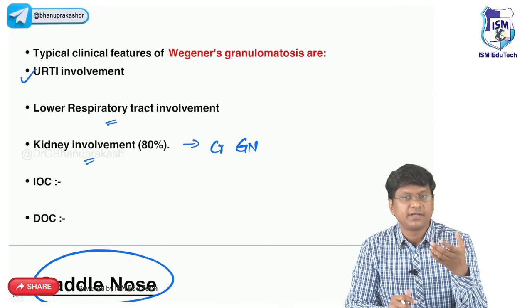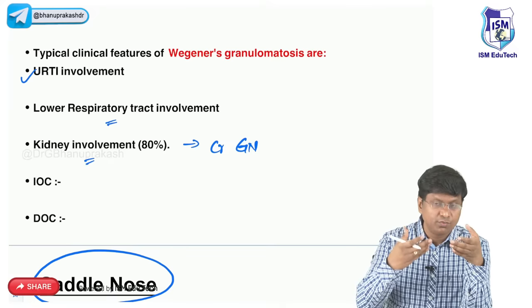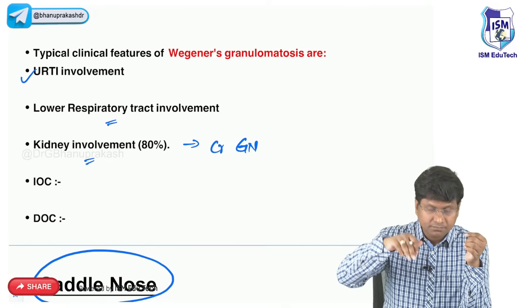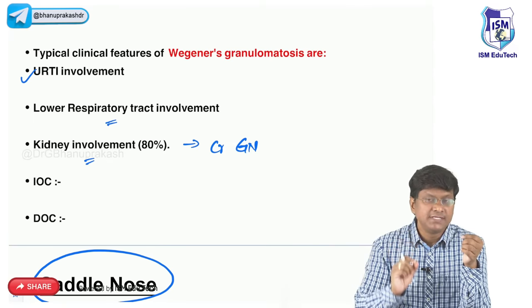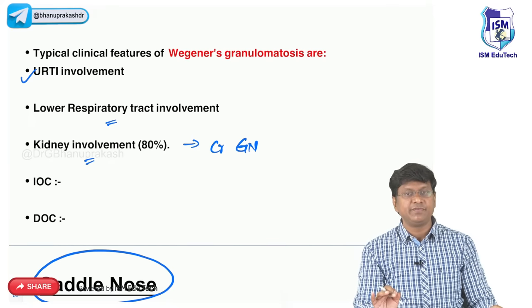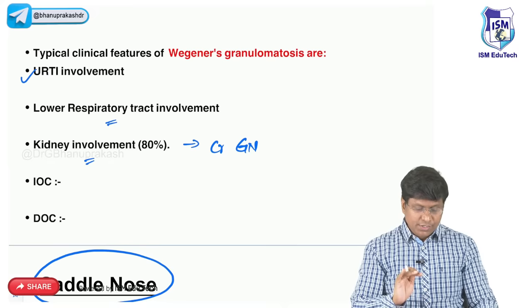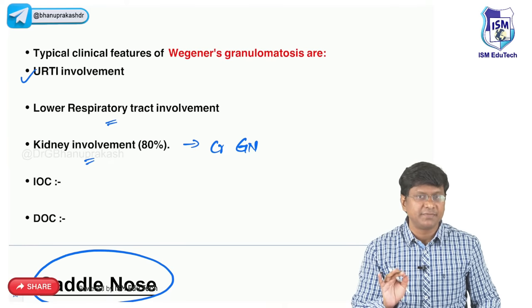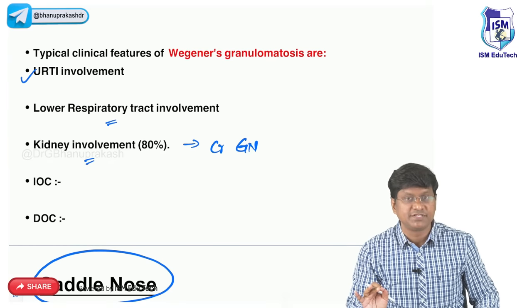Now, when do you call it crescentic glomerulonephritis? That is, within the glomerulus, if you observe a half-moon shaped collection of inflammatory cells, that is the point when we use the word crescentic glomerulonephritis. So these are the three important organs which are affected in case of granulomatosis with polyangiitis.